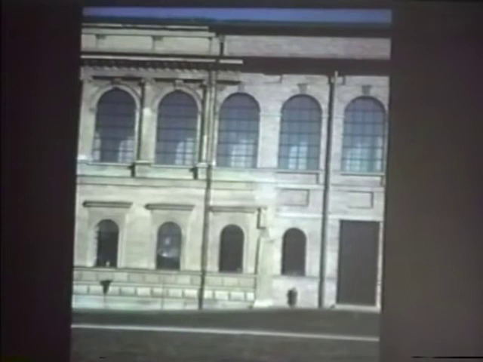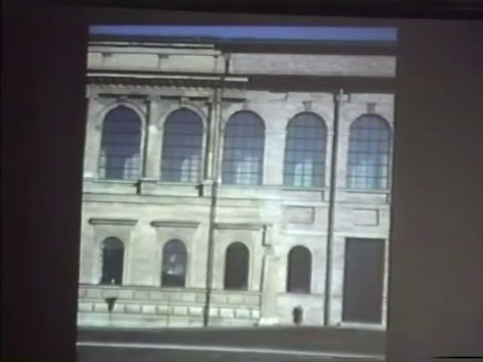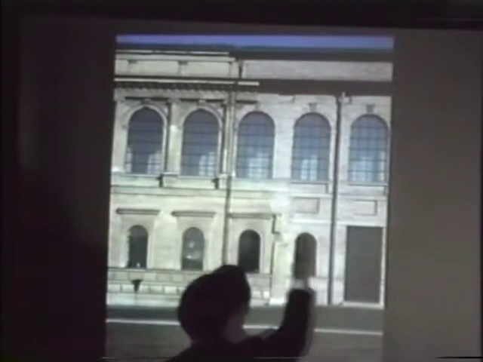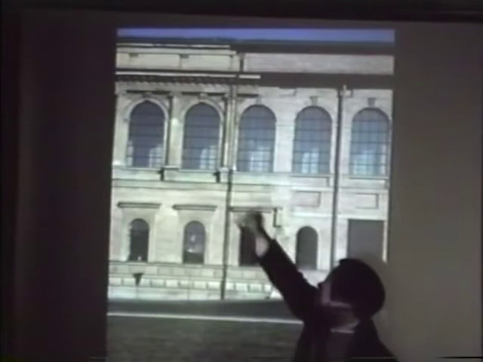showing the dialogue that the reconstruction has with the old. You see expressed brickwork in contrast to moldings, molded stonework, and you see a kind of equivalence of structure between this ornamental order and the factual structure.